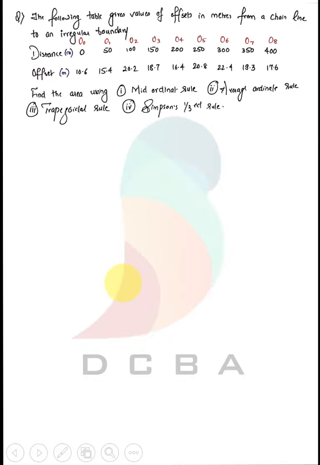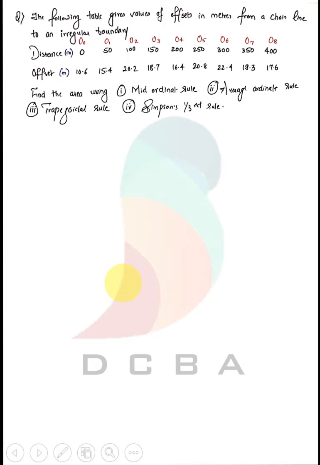So in this lecture, we are going to study the numericals related to areas and volumes module. First, we are going to start with the numericals of area, and then we will move to planimeter, and later on the volumes. So let us start with the numerical of area.